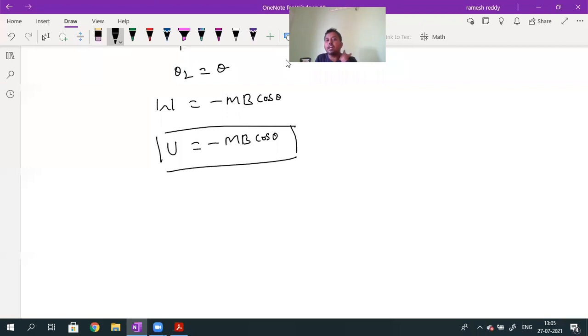In electrostatics, the work done formula is P into E into cos theta 1 minus cos theta. And what is the magnetic potential energy formula? In electrostatics it is minus P into E into cos theta. Here it is minus M into B into cos theta.